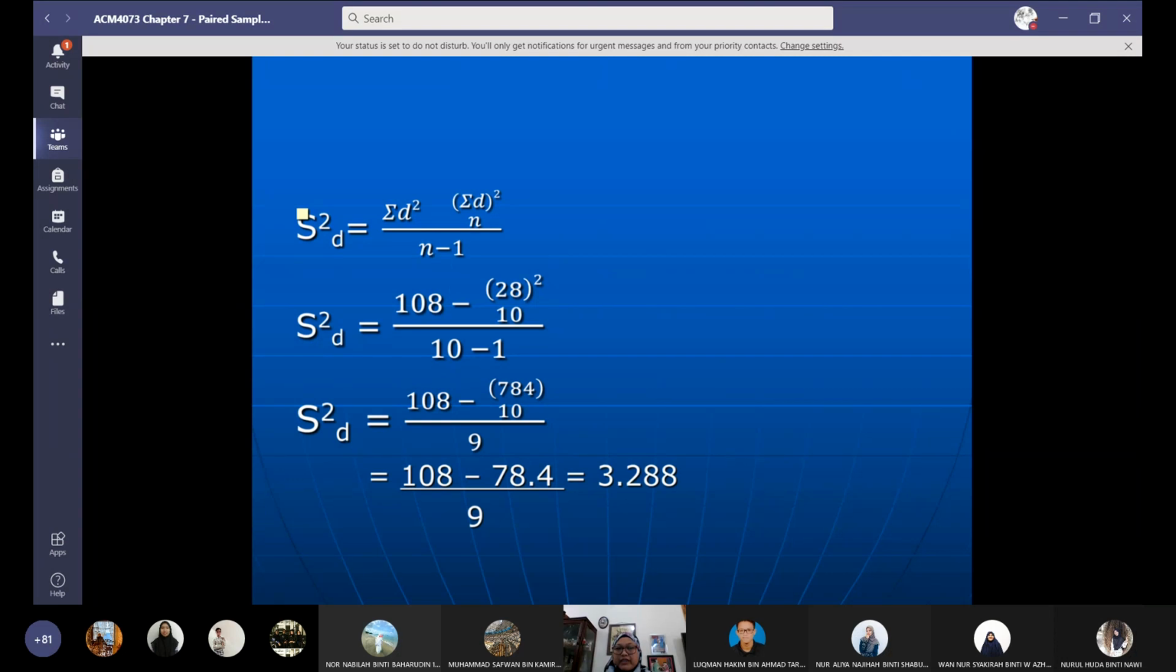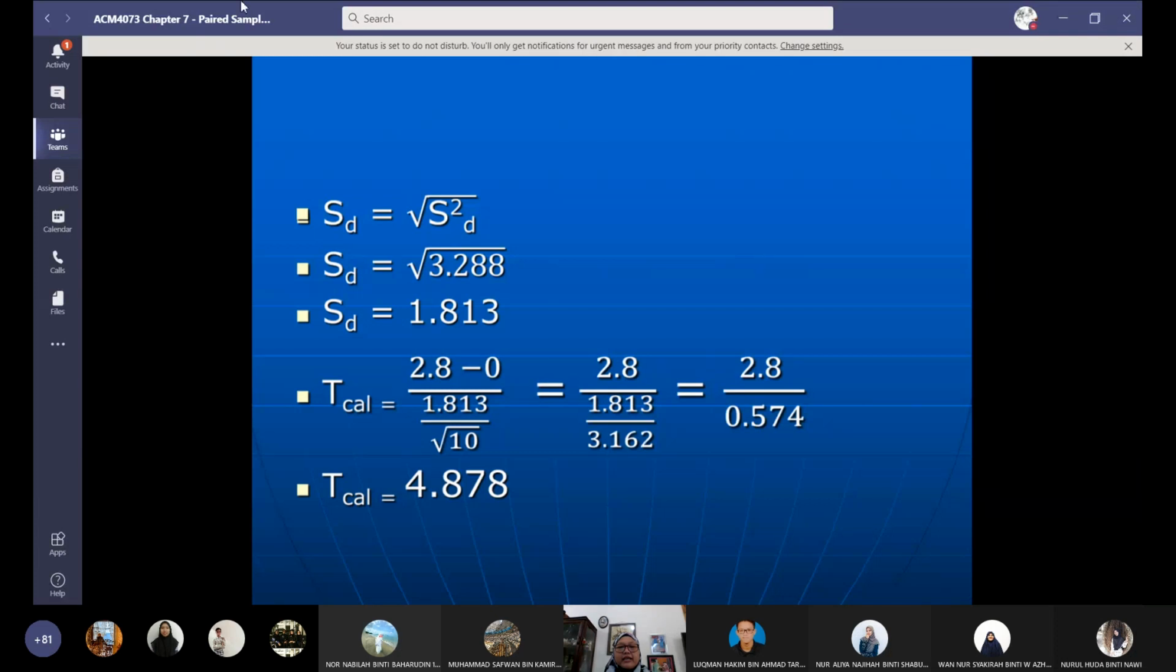Remember, S2D. We need to get SD. So to get SD, what is the S2D just now? 3.288, square root of 3.288 is 1.813. Okay, so the SD is 1.813.